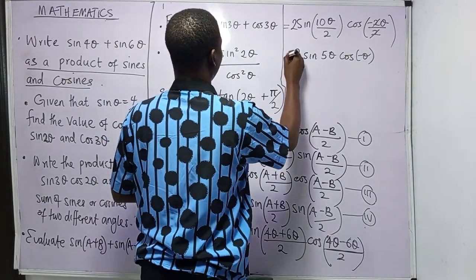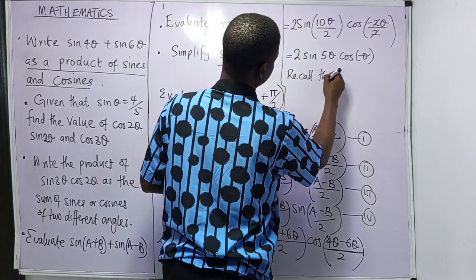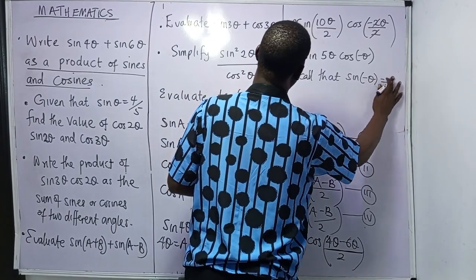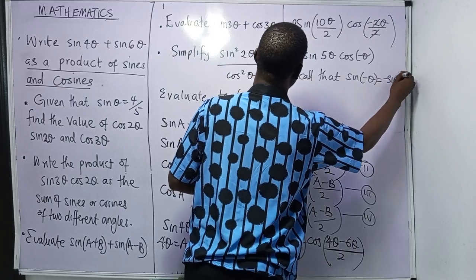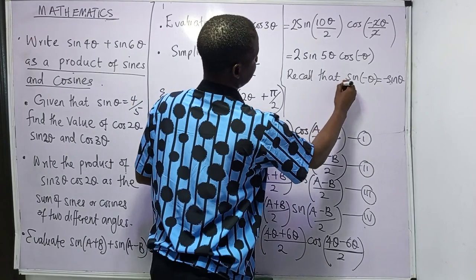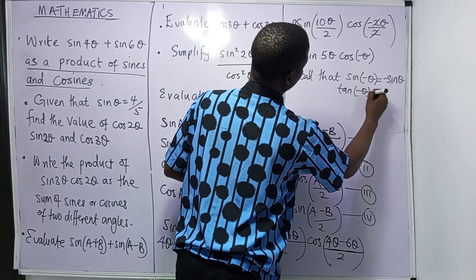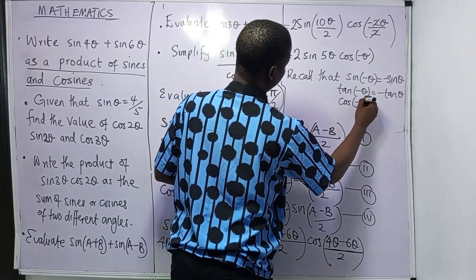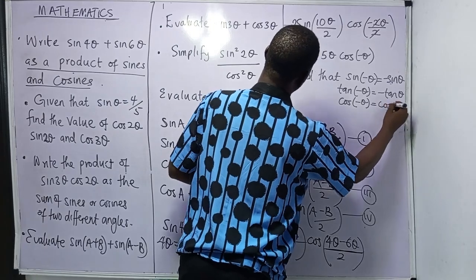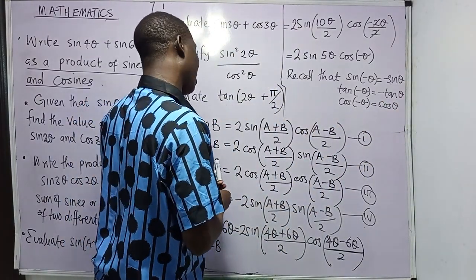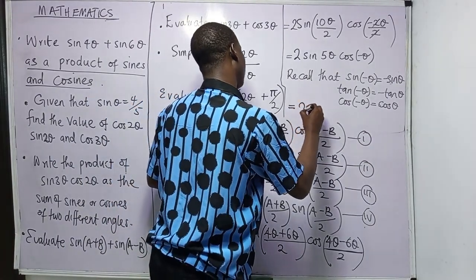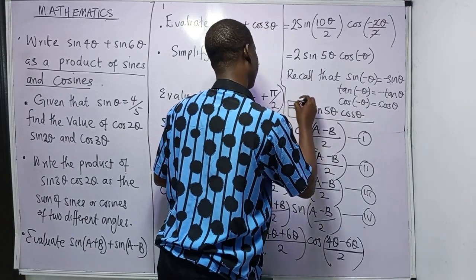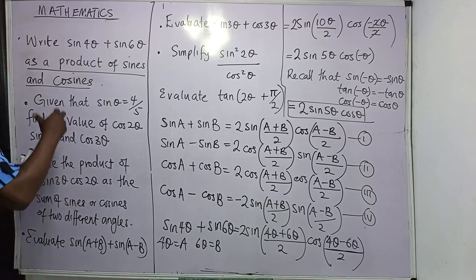Now recall that sine of negative theta is equal to minus sine theta. Then tan of a negative angle is equal to minus tan theta, then cos of a negative angle is equal to plus cos theta. So if you agree with that, our final answer for that question will be 2 sin 5 theta cos theta. This is the first answer we are putting for that first question.